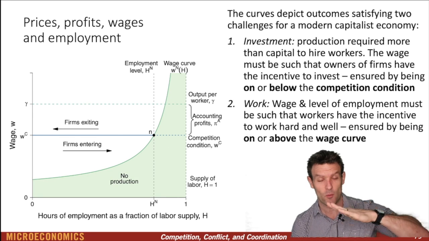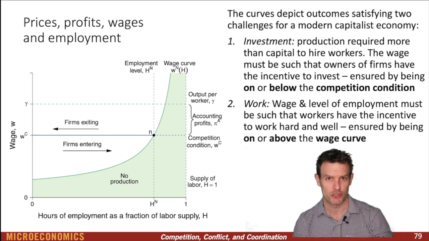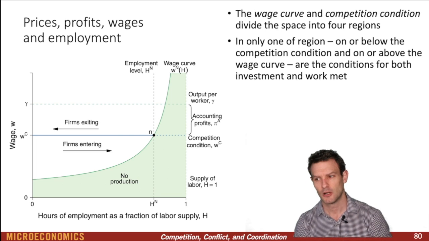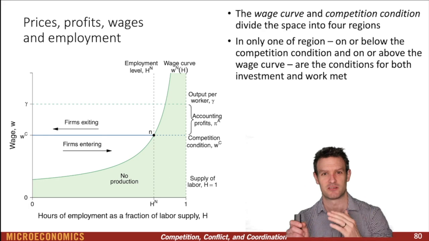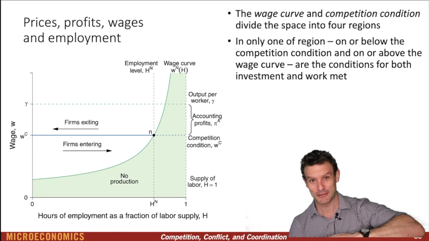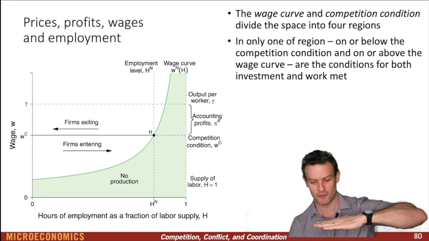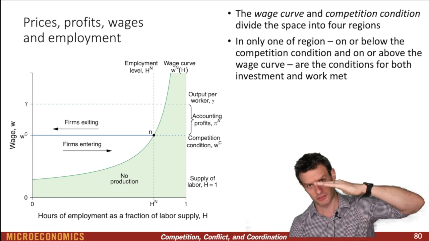For workers, the wage must be on or above the no-shirking wage. Given that, we've basically got these four spaces in the curve. We've got on or below the wage curve, which is good for the firms, so firms are then going to enter, or above the wage curve, what's going to happen?